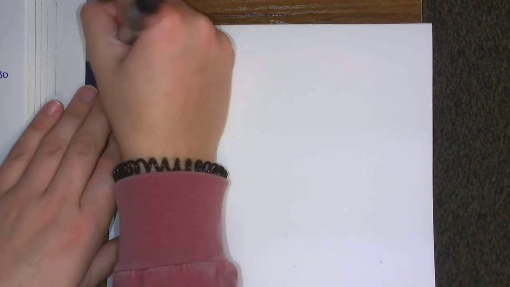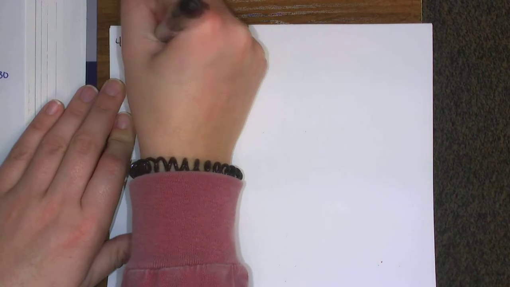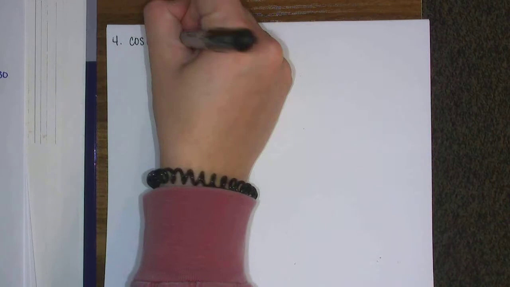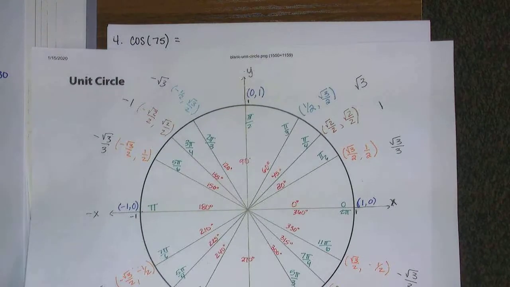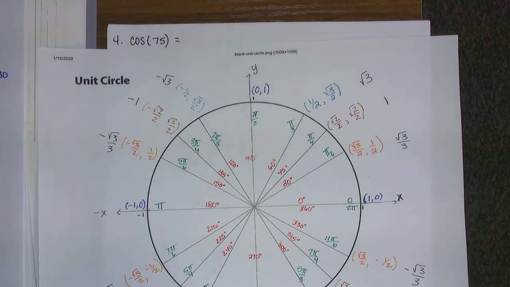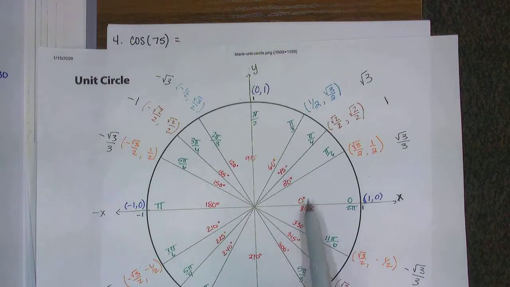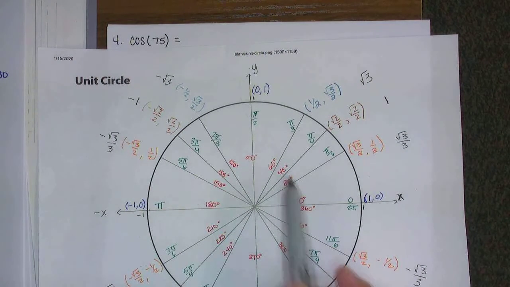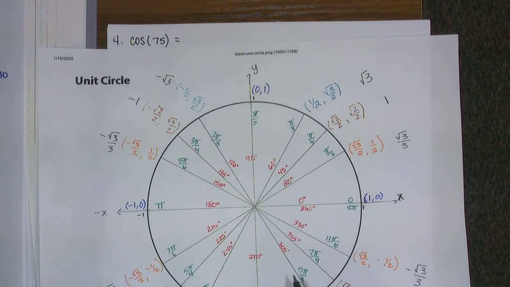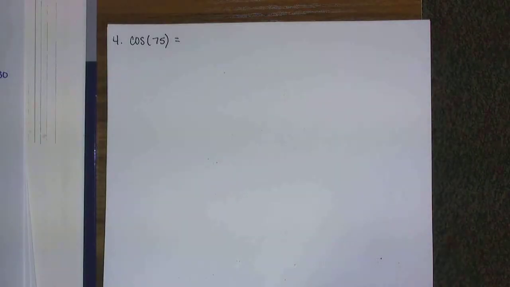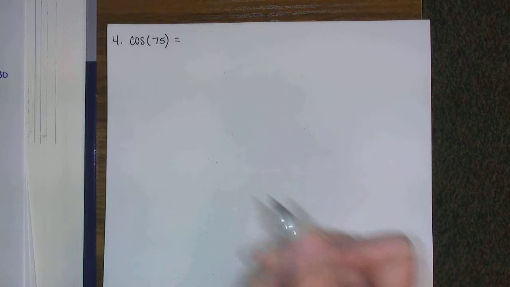So the cosine of 75, again looking at the unit circle. I could probably do this by finding things that I can subtract that give me 75, but just at a glance, the easiest thing would be 30 plus 45 to give me 75. So I'm going to do the cosine of 30 plus 45, or 45 plus 30, it really does not matter which way you do it. So the cosine of 45 plus 30.